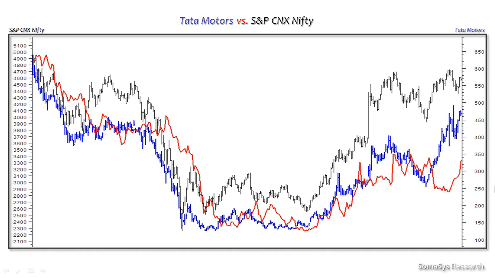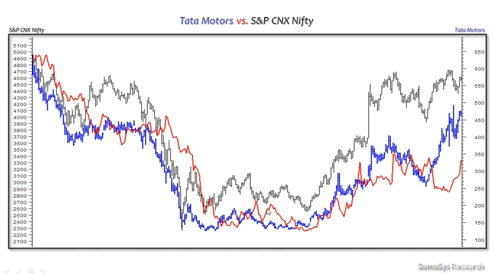Now we have this bar chart of Tata Motors in blue and Nifty in black. Now this red line that you see is relative strength comparative. Now this RSC is derived when the first security price is divided by the base security price, that is, the price of Tata Motors divided by the Nifty index value.